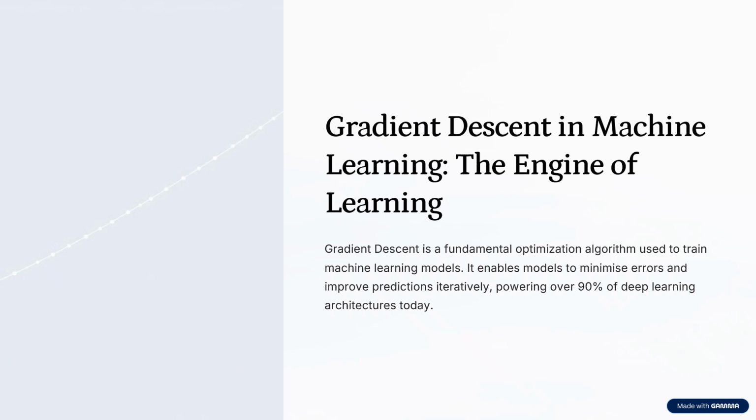Gradient descent in machine learning, the engine of learning. Gradient descent is a fundamental optimization algorithm used to train machine learning models. It enables models to minimize errors and improve predictions iteratively, powering over 90% of deep learning architectures of today.